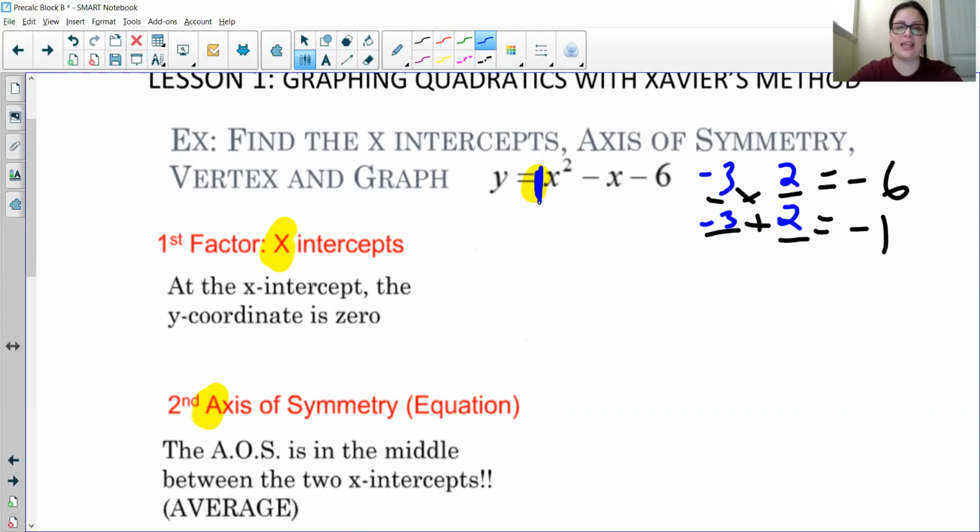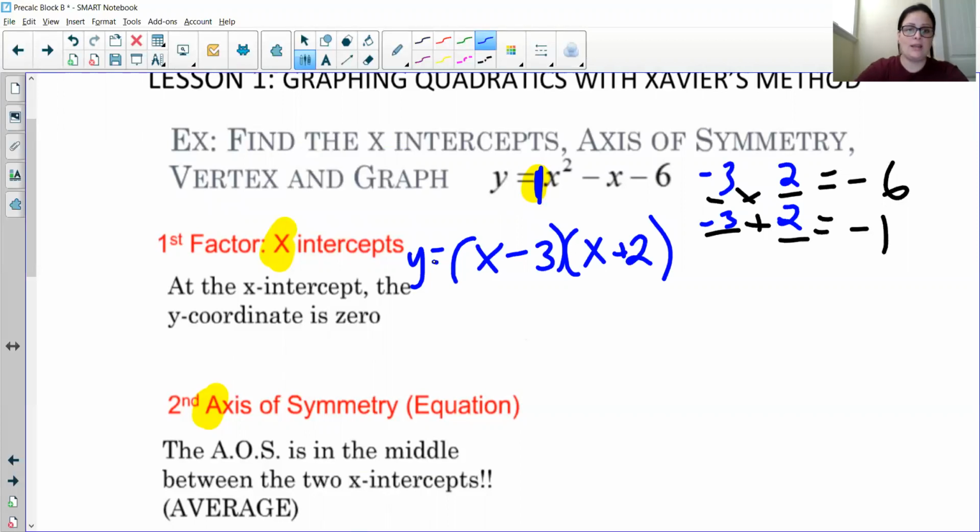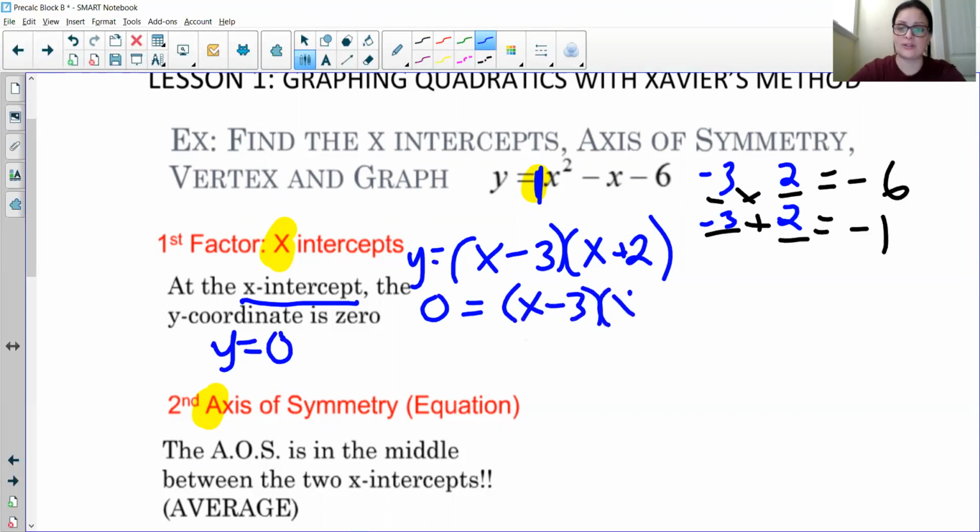Now, because the number in the A position is a +1, it means we can slap them straight into the factor brackets. It means that we can rewrite that equation as y equals (x minus 3)(x plus 2). When we're talking about x-intercepts, that means y equals 0. So that means we can actually go from having a function in terms of x and y to having an equation where we can actually solve for something, because the x-intercepts happen when y equals 0.